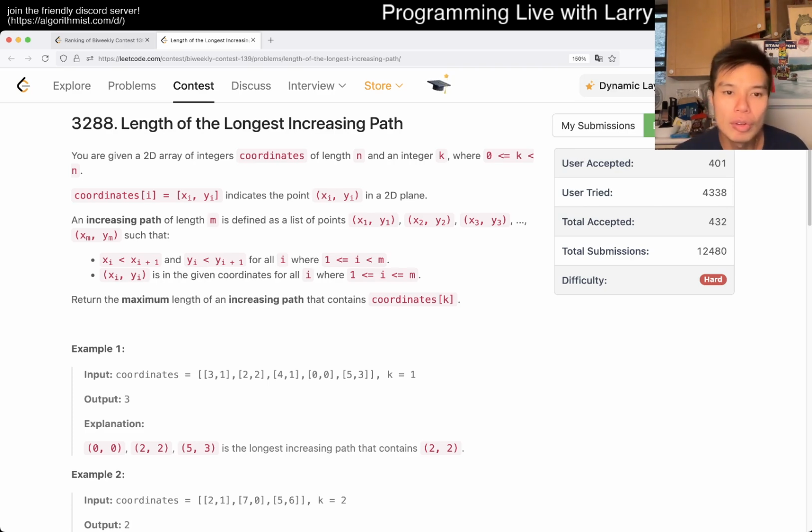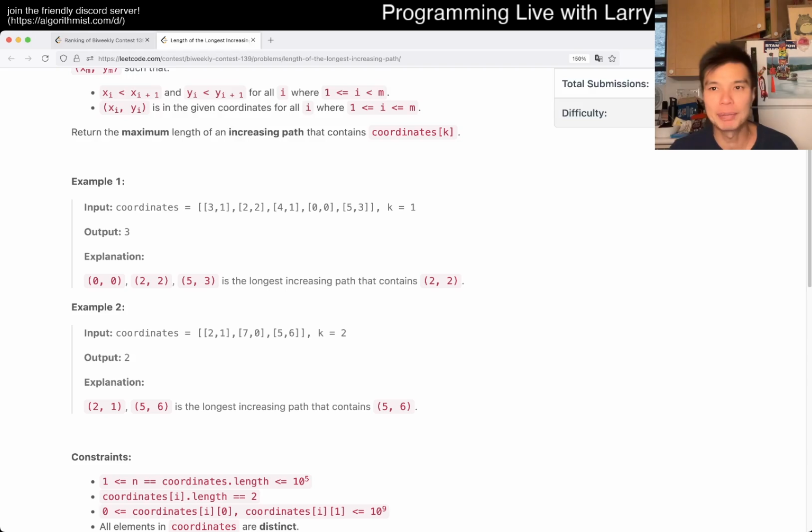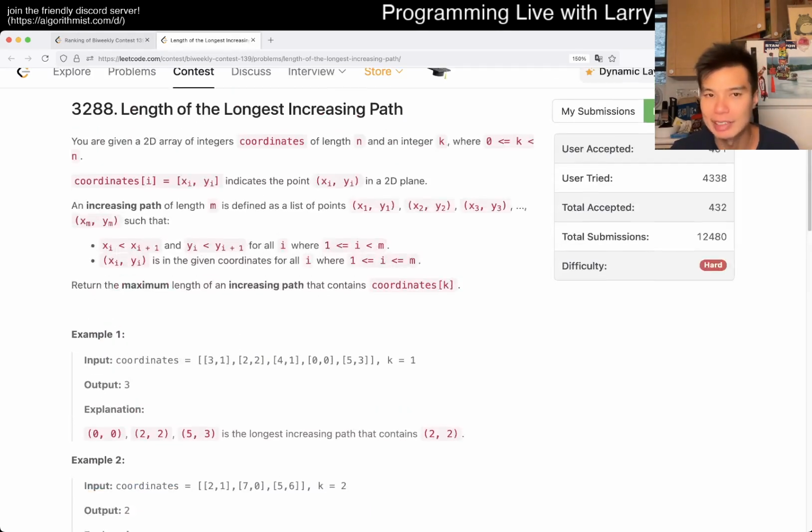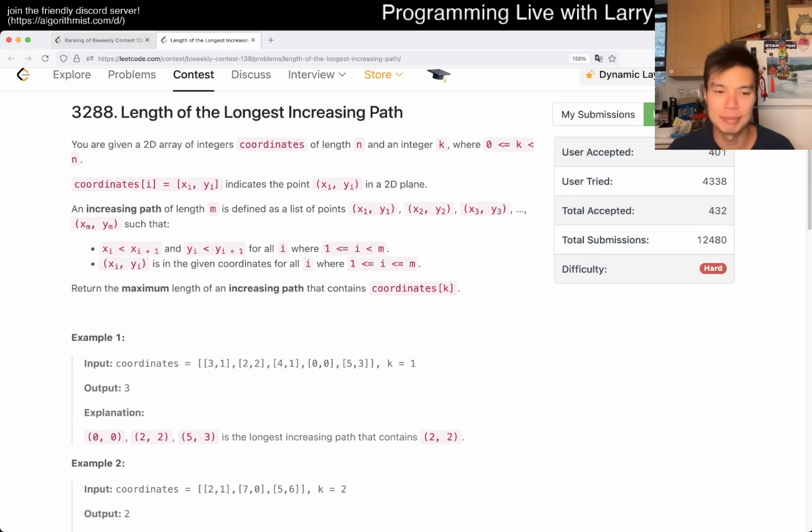So the first thing to notice for this particular problem is that n is 10 to the 5th, and that is too big to be n squared dynamic programming. I know that may be my first thought too, is the n squared dynamic programming. Another complication for this problem is that it has to contain this coordinate, coordinate sub k.